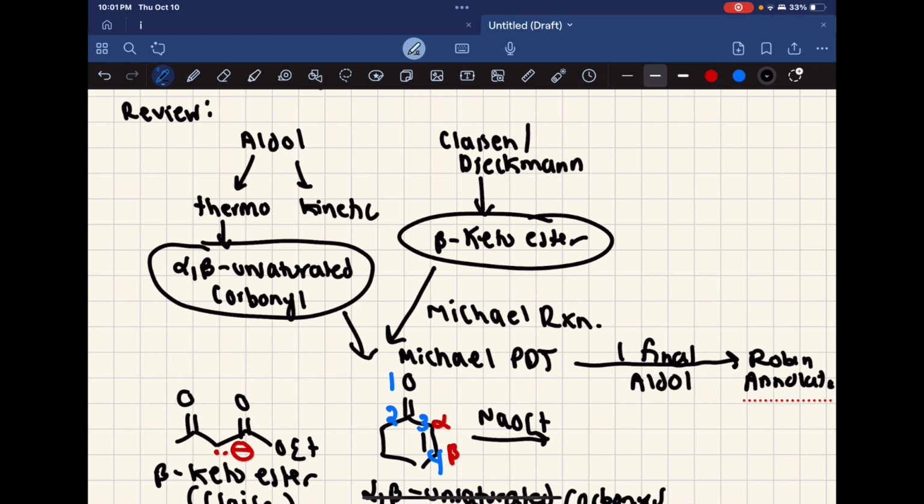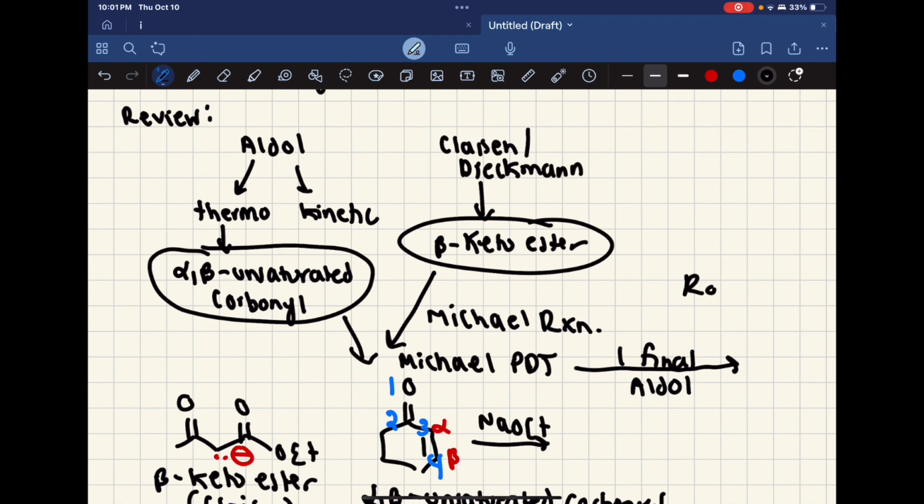Okay, and now a Robinson, sorry, that kind of cut out here. Let me rewrite this for you. A Robinson annulation. And just like we saw with aldol, Claisen, and so on, where we had specific functionalities that were forming, such as the alpha-beta unsaturated carbonyl, the beta-hydroxy, the beta-keto, etc., there's a functional group that we will always see with a Robinson. And typically, we have fused rings.